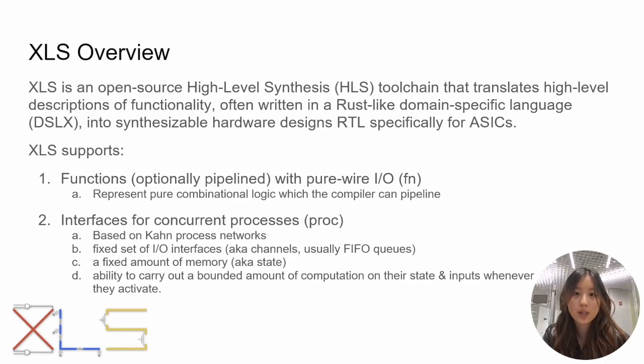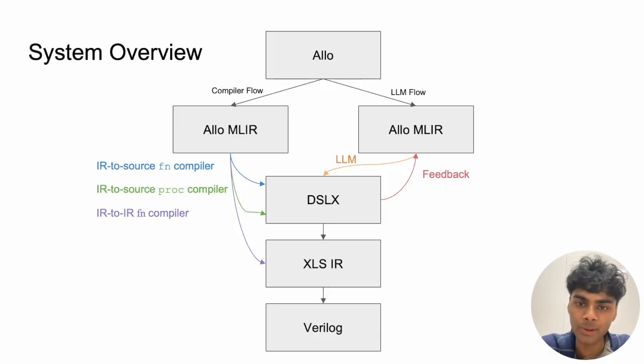XLS supports two main execution models. The first is functions, which represent feed-forward computations, and the second is procs, which let you express concurrent stateful hardware. Our system has two branches. On the left, a conventional compiler backend lowers Allo to DSLX and to XLS-IR. It also detects systolic array patterns and builds proc networks. On the right, we use LLM agents that take Allo snippets, generate DSLX, and then run XLS tools to get error traces to iteratively refine the result.